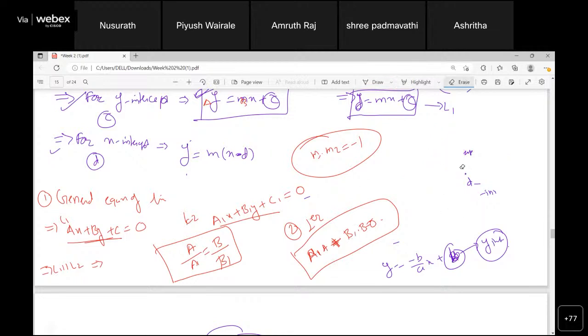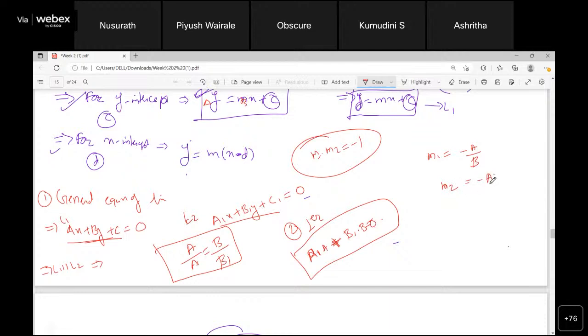Minus A by B. So minus M1 is minus A by B. And what is M2 here? In this case, minus A1 by B1. So just put here minus A1 into A upon B into B1, right?